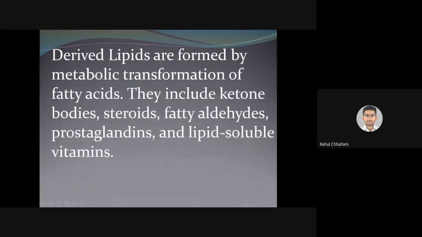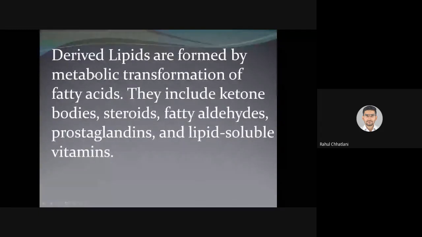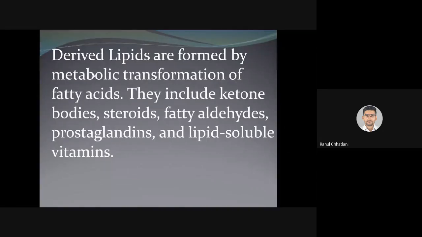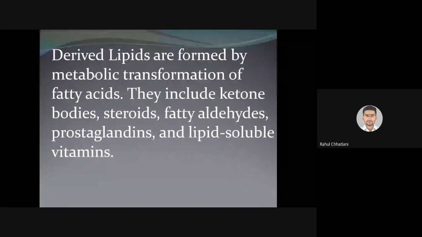Derived lipids are formed by metabolic transformation of fatty acids. They include ketone bodies, steroids, fatty aldehydes, prostaglandins and lipid soluble vitamins. Now from these fatty acids that formed, when you make some other lipid from them, that is derived lipids. Yes, derived lipids again will have many functions, including they will form ketone bodies, steroids, fatty aldehydes, prostaglandins and lipid soluble vitamins.